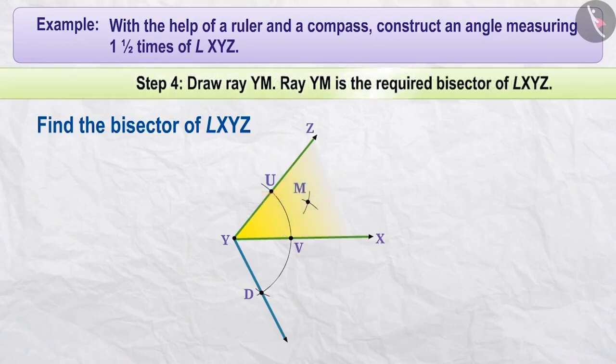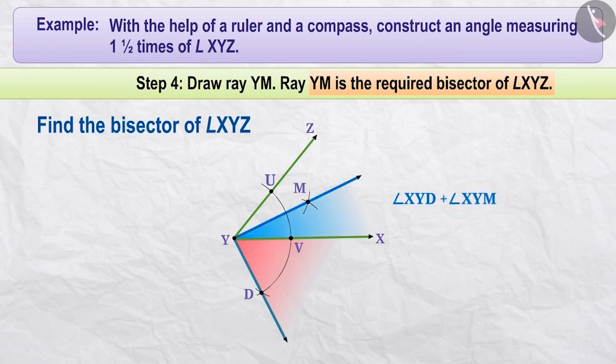Step 4. Now we will draw the ray YM starting from vertex Y and passing through M. Ray YM divides angle XYZ in two equal parts, so it is the desired or required bisector. Now if we add angle XYD and angle XYM, we get angle DYM, which is 1.5 times larger than angle XYZ.